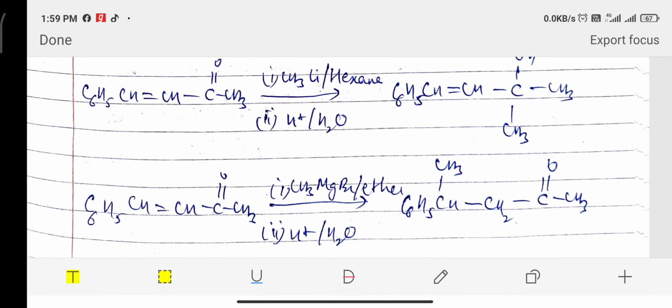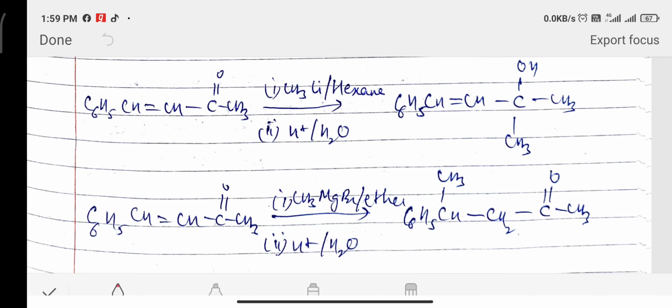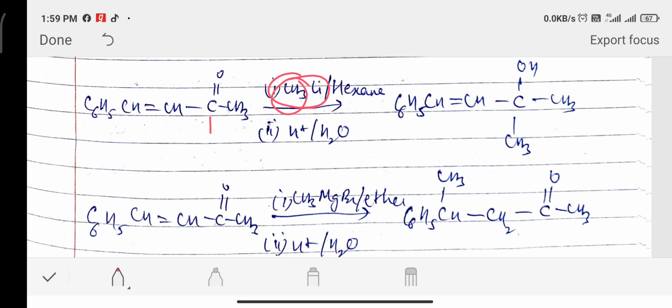In this first example, it is CH3Li, a strong reagent, a strong nucleophile, and the alkyl group is attached to this carbon, and then the H2O group. So 1,2 addition has taken place. In the second, a Grignard reagent is there. So the alkyl group is attached to this fourth carbon, and H to this, and then it further changes to keto form.